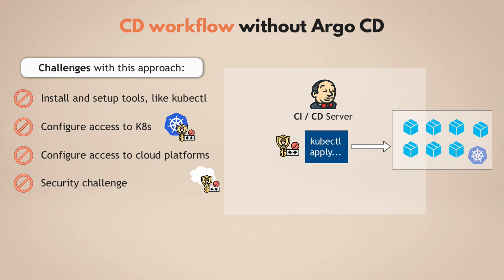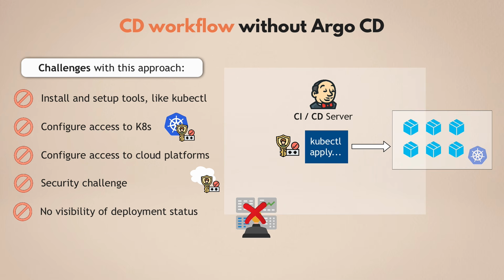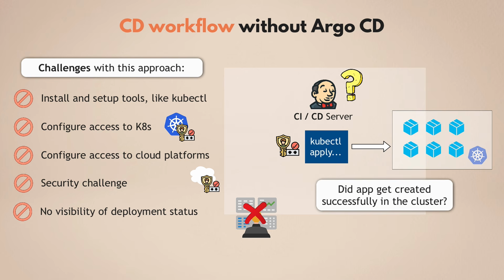And the third challenge, and probably the most important one, is that once Jenkins deploys the application to Kubernetes, or it applies any changes to Kubernetes configuration, it has no further visibility in the deployment status. So once kubectl apply was executed, Jenkins doesn't actually know the status of that execution. Did the application actually get created? Is it in a healthy status? Or is it actually failing to start? And so on. You can only find that out with following test steps.